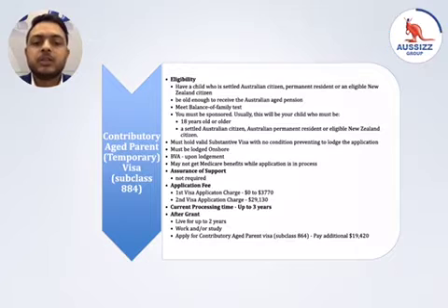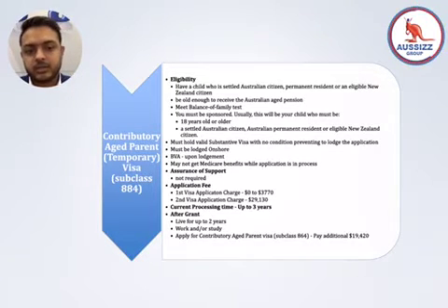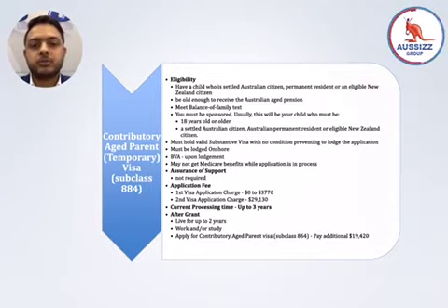The requirement is that the applicant must have a child who is an Australian citizen or permanent resident. Again, the same requirements: be old enough to receive an Australian age pension, which is again between 65 and 67 depending on which year your parents were born. Then the applicant must meet the balance of family test as provided in the slideshow before.